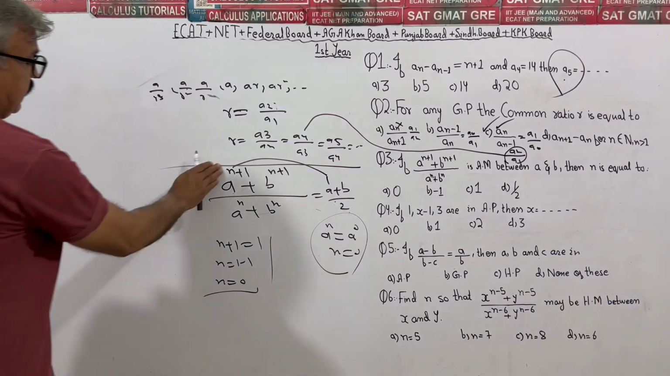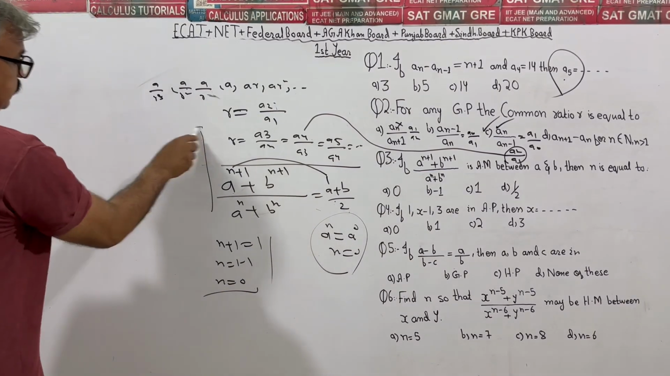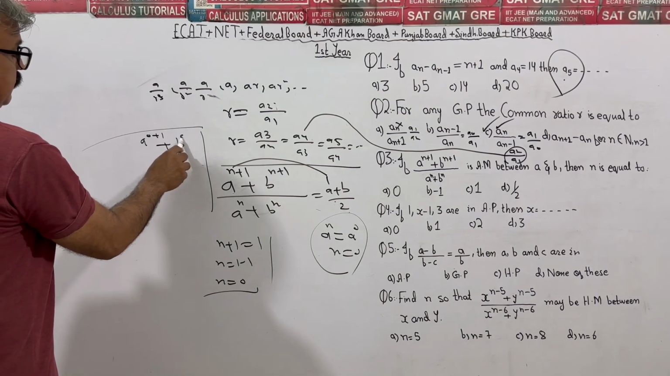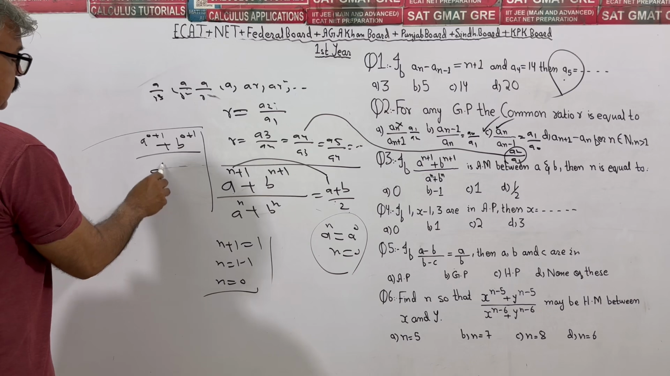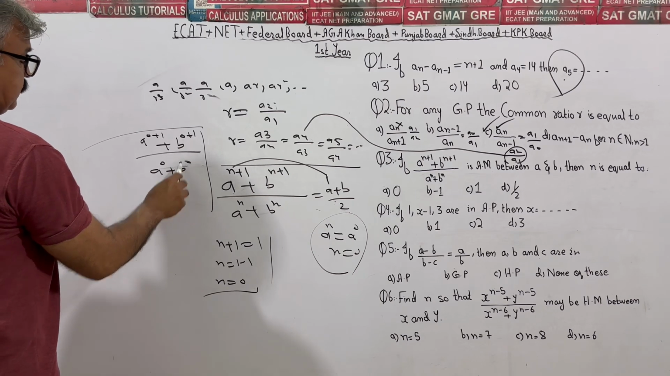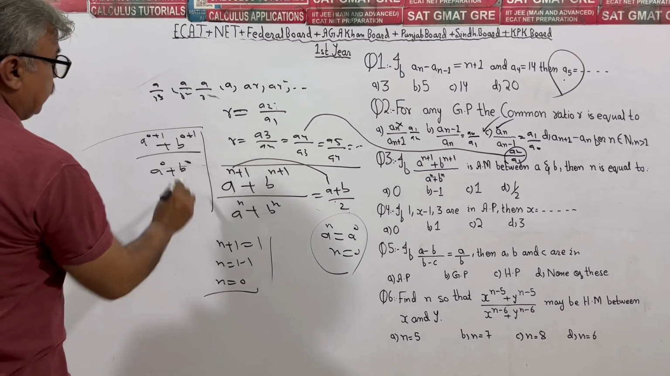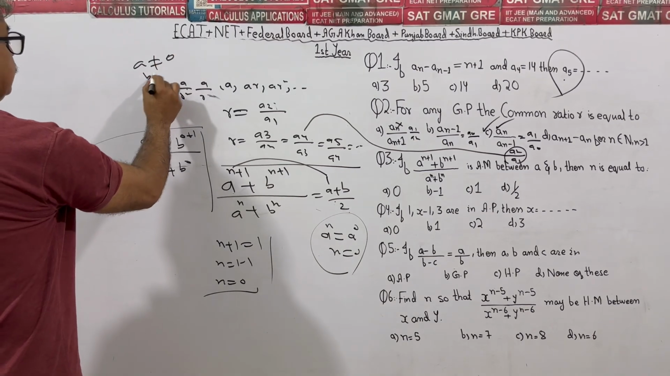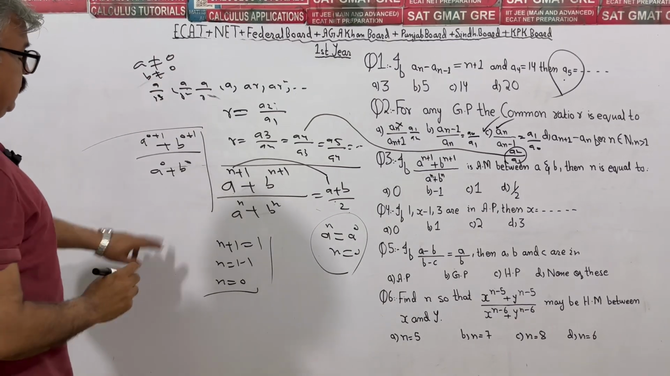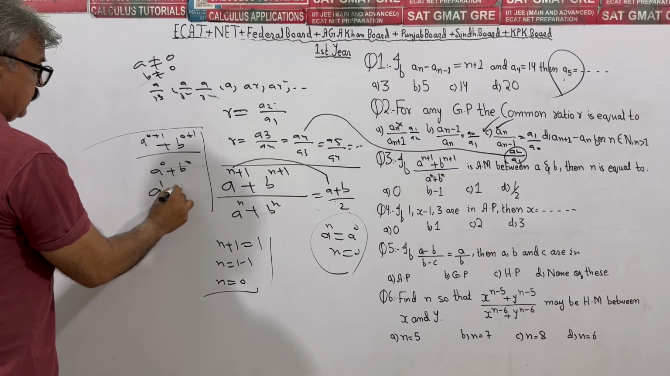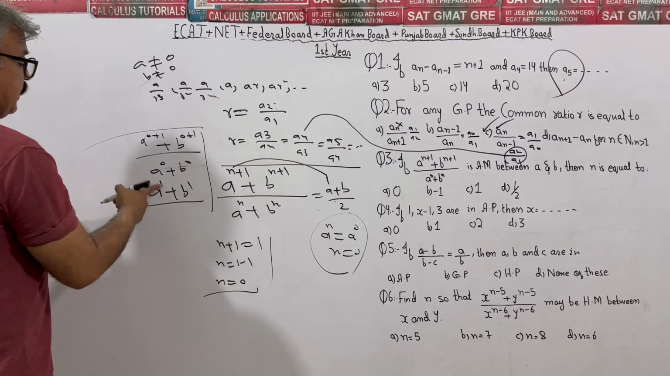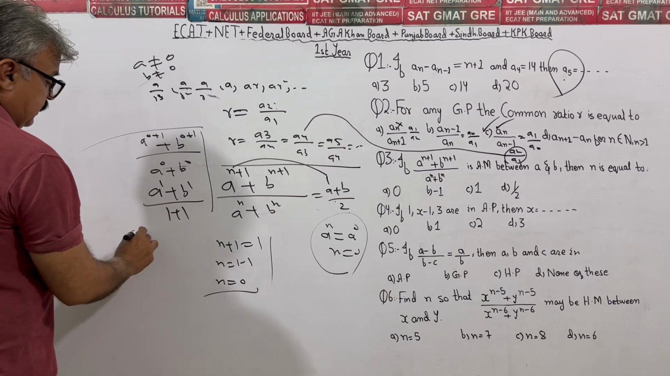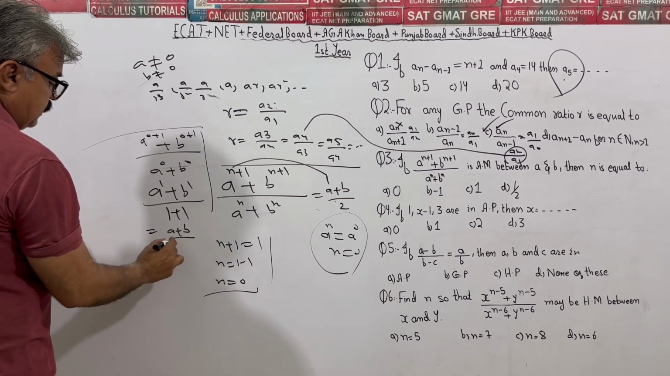Let's verify. Put n is equal to 0 in that case. a^(0+1) plus b^(0+1) over a^0 plus b^0. We are familiar, a and b are not 0, a and b both are non-zero. Means a^1 plus b^1 over a non-zero quantity having 0 power. A non-zero quantity having 0 power is equal to 1. We have a plus b over 2.